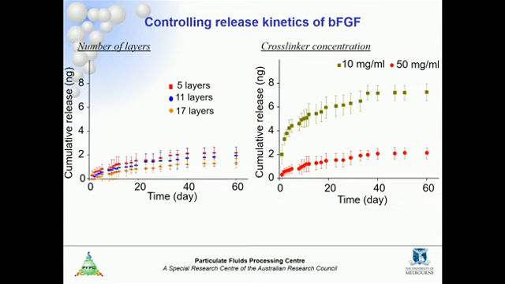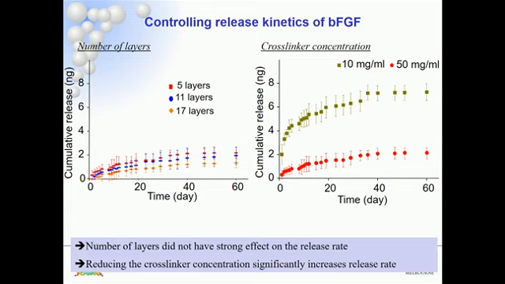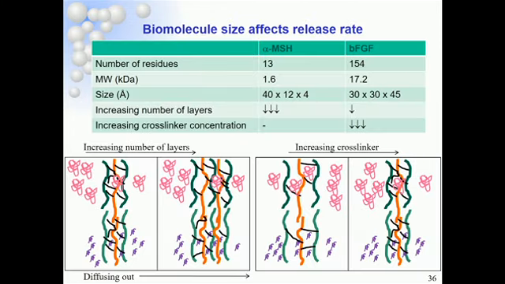The opposite is true for fibroblast growth factor. It's a larger protein molecule, and it is not very sensitive to the number of layers, but is affected strongly by how tightly we cross-link that mesh of layers on the particle. So we have different behaviour from different molecules, and that can be understood based particularly on the size of the molecule. So we've got a schematic diagram here that gives you an idea about that.